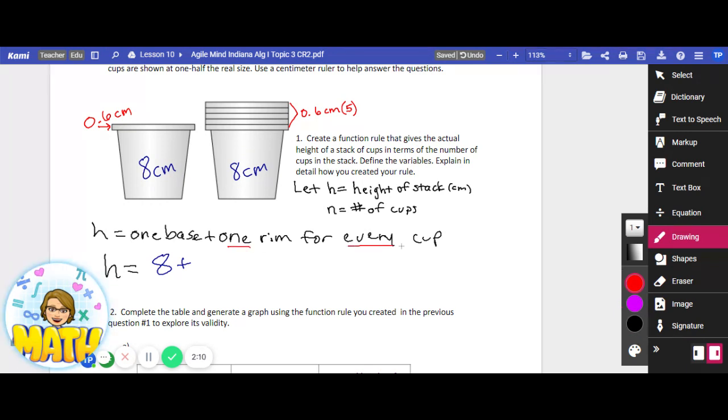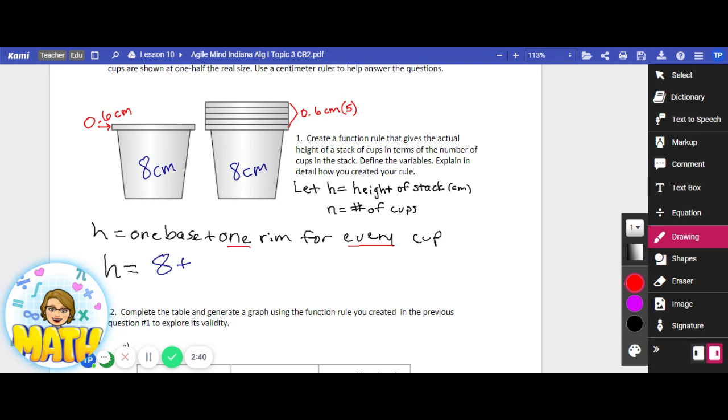for every cup. So in that second picture, if we have 5 cups, we have 5 rims. Each rim is 6/10 of a centimeter. So we would have to multiply that 6/10 of a centimeter times 5, because in that case, we had 5 cups. But what if we had 6 cups? Then we'd multiply 6/10 by 6. What if we had 12 cups? Well, then we'd multiply 6/10 times 12.